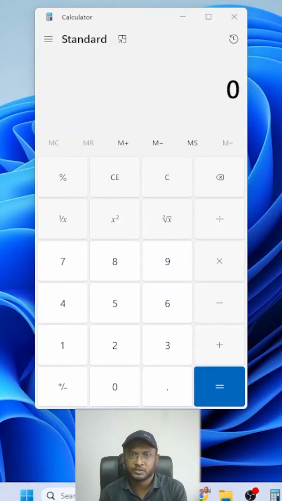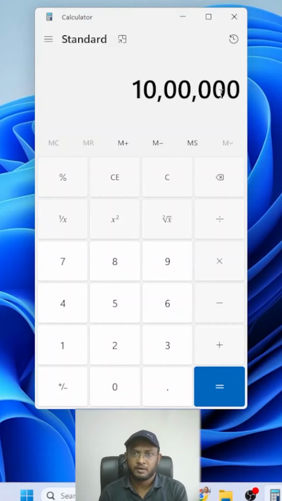Today I will give you a suggestion for the calculator application. First of all, when we write 10 lakhs plus 5 lakhs, I get the output of 15 lakhs.